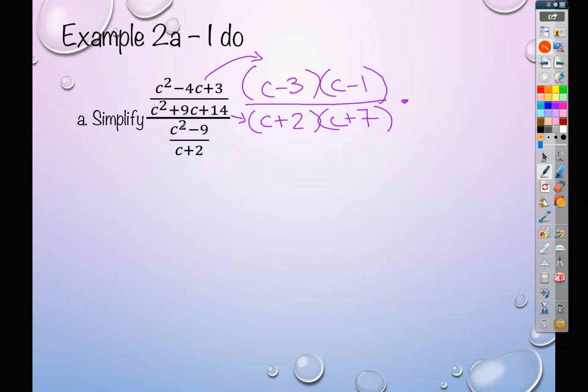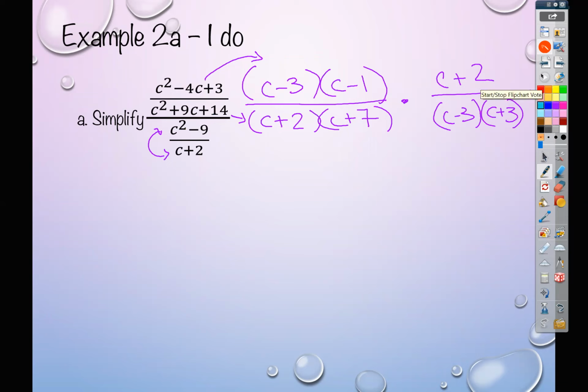And then I'm going to multiply it by the reciprocal of the second one. So I'm going to get c plus 2 on top. And on the bottom, I am factoring the c squared minus 9, which is a difference of squares. So it would be c minus 3 and c plus 3.